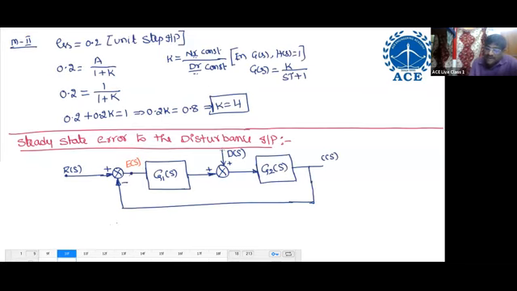So input is D of S, output is E of S. We want E of S by D of S. What is the forward path gain? D of S to E of S. What is the forward path gain? G2 into minus 1. Look, here 1, G2 into here minus 1. So that means what you are getting? G2 into minus 1, so that means minus G2.